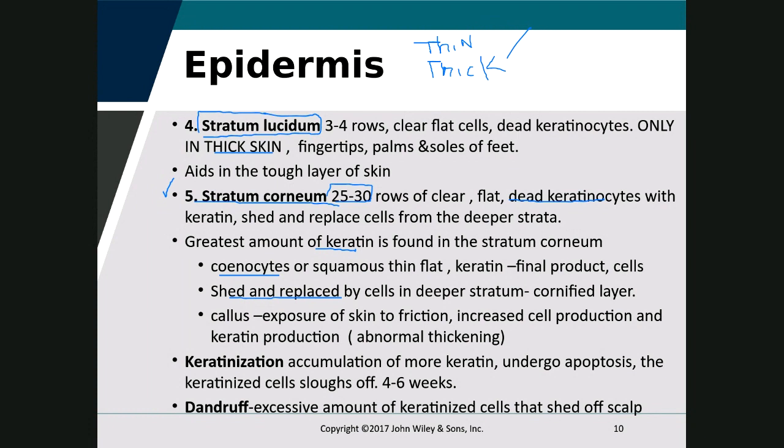So this accumulation of keratin begins to further die off, and these dead cells begin to slough off. When we see a callus, it's where we have additional skin friction, which increases the cell production and causes an abnormal thickening. Dandruff is also excessive amounts of keratinized cells shedding off the scalp.